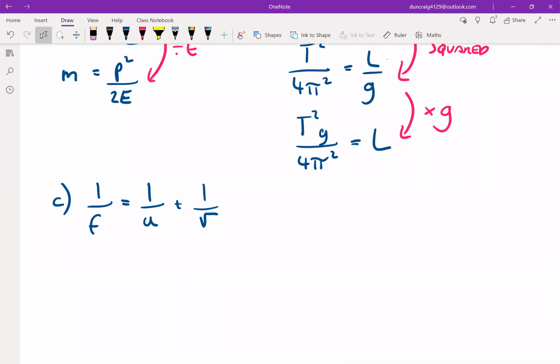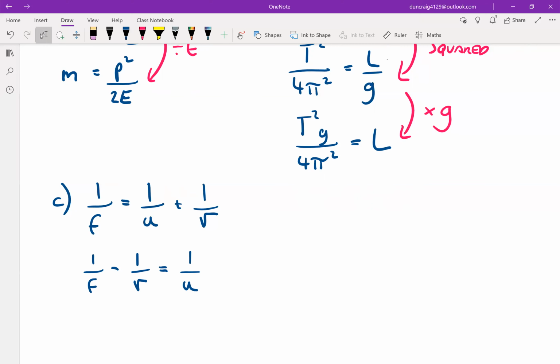Okay. So, what I'm going to do is I'm going to take 1 over V from both sides. So 1 over F take 1 over V is equal to 1 over U.